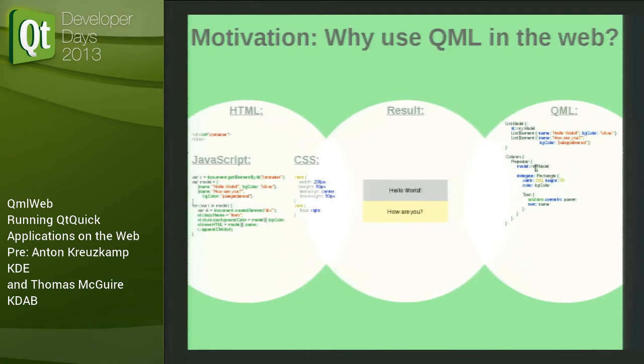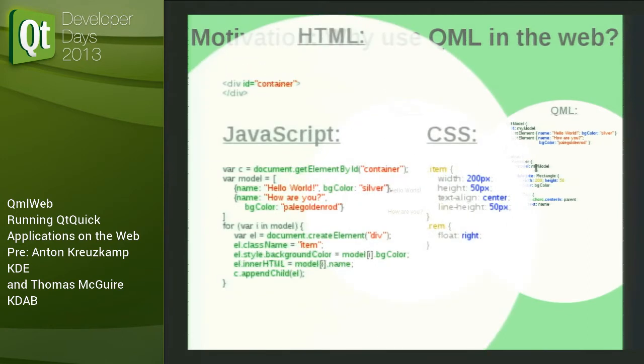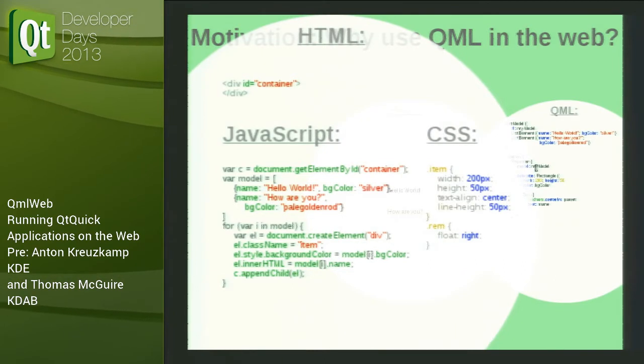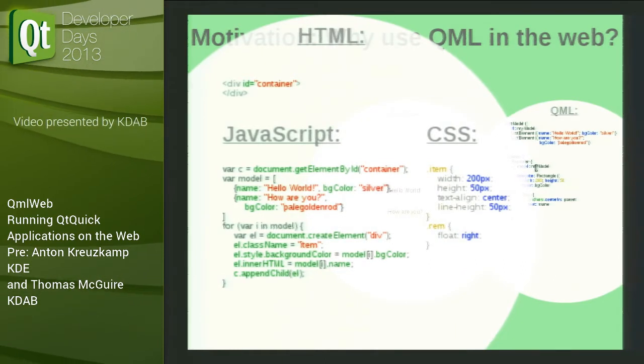Let's have a deeper look. And what does the UI part, the HTML, tell us? It tells us we have a container. Well, what does the CSS part tell us? It tells us we have some element class item, which has the width 200 pixels, the height 50 pixels, and its content is centered. That tells us a bit more, but we still have no clue what is the meaning of this item.